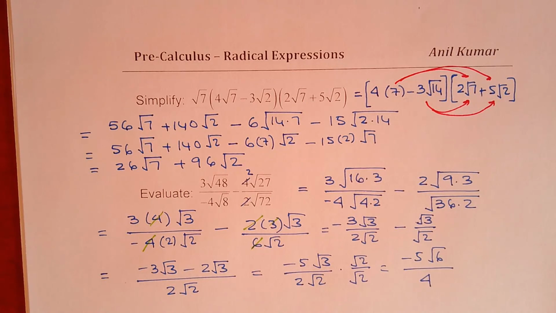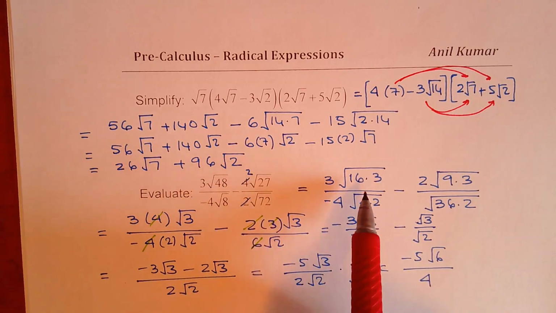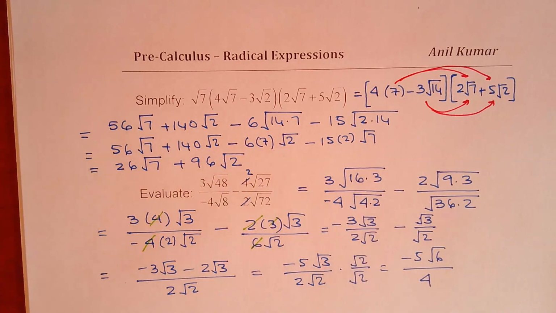I hope you understand the steps. The idea is to simplify a square root radical term, we have to split it into a perfect square and a multiplier. Once you do that, it becomes simpler.